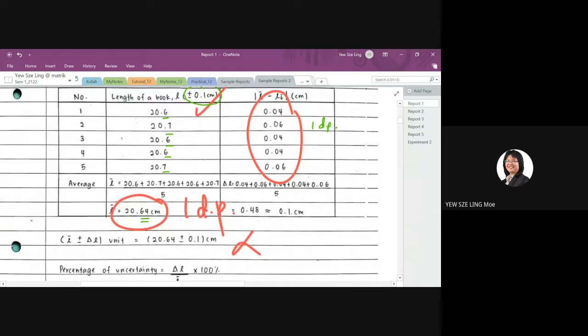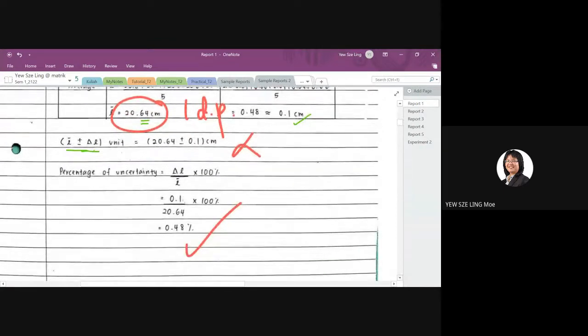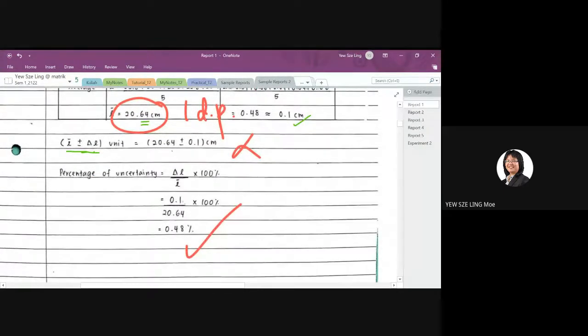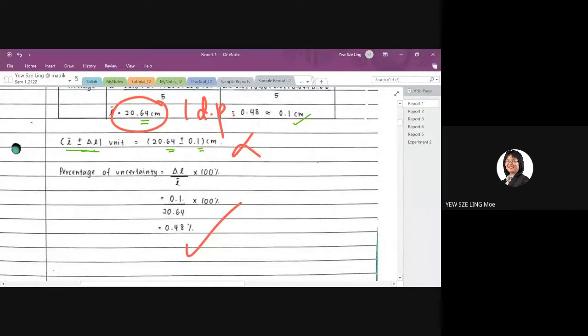So when it comes to here, he rounded up to become 0.1 cm. That is fine. So rewrite the answer in terms of L plus minus delta L. Now, why is it wrong? If you look at the values written here, here there are 2 decimal places, here only 1 decimal place. So it means that it is inconsistent. Your accuracy is up to 1 decimal place, but your reading is up to 2 decimal places. Your average value is up to 2 decimal places. So it doesn't make sense. So this one, again, is wrong.